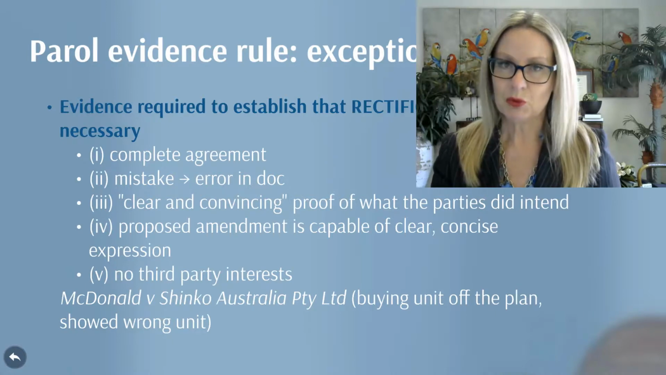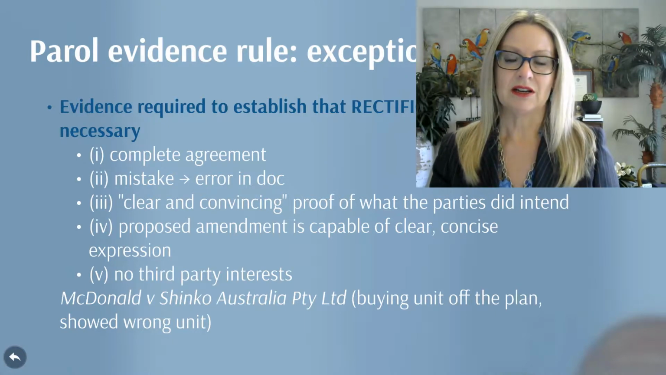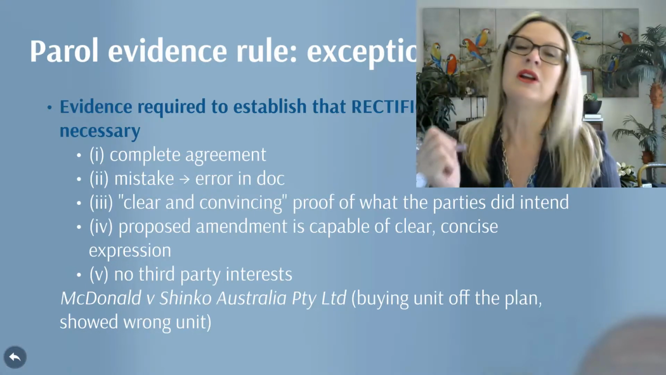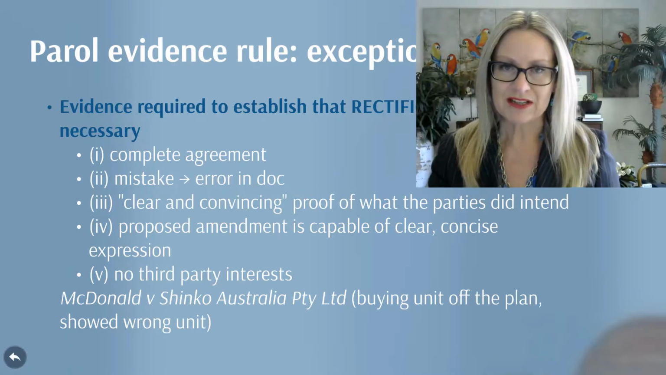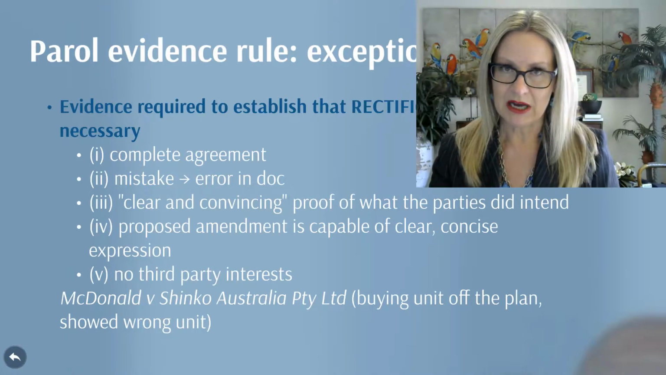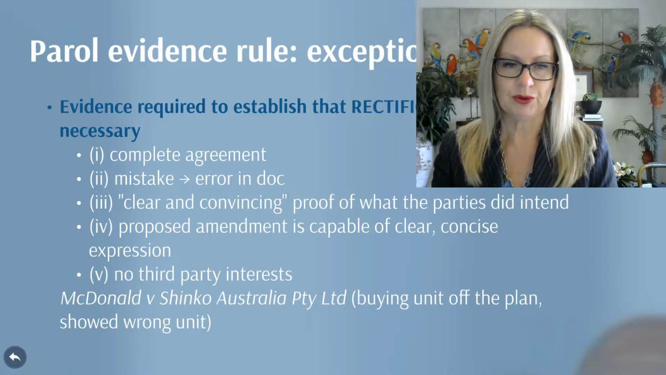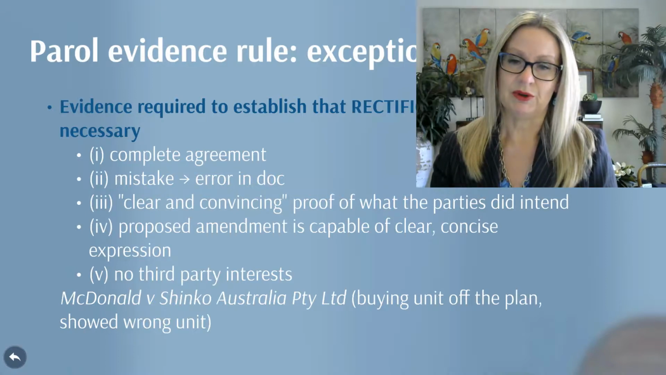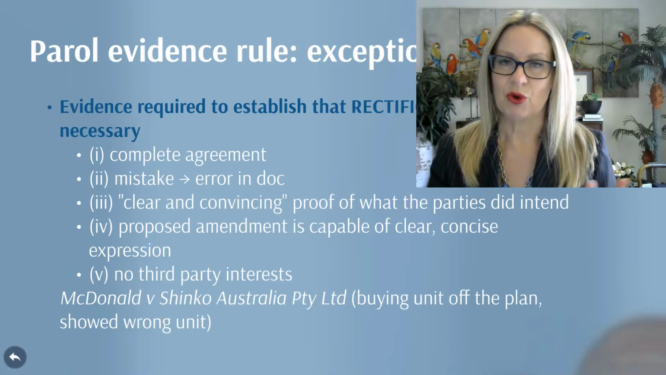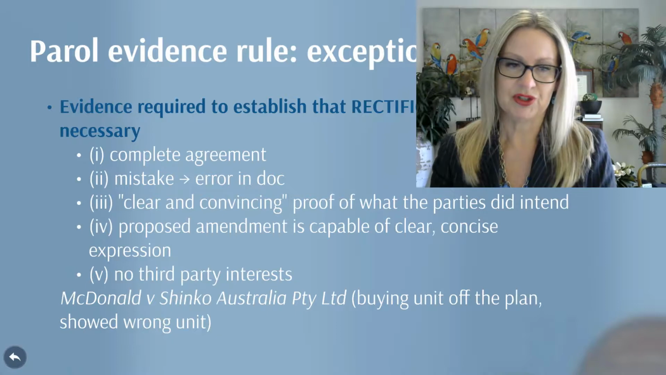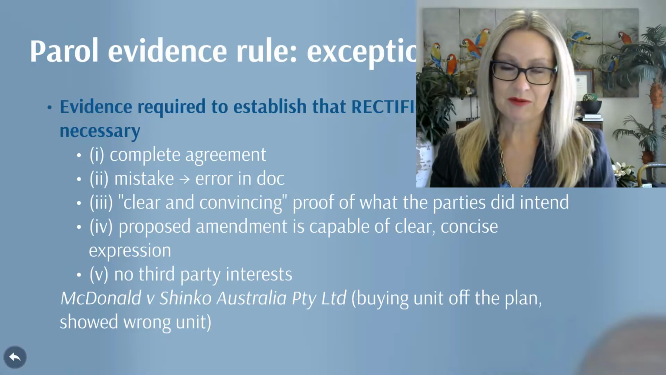You have to be able to state whatever the parties did intend very clearly and concisely, so that, again, the court doesn't have to get their blue pencil and write a whole novel or reorganize the whole contract. You have to be able to just pop a little clause in to fix things up, and you can't have any third-party interests intervening here to complicate matters. McDonald and Shinko is just an example of that, where a party was buying a unit off the plan, and the contract showed the wrong unit. There was evidence that could demonstrate which unit was intended to be purchased, and the court was happy enough to get out their blue pencil and fix the contract up.